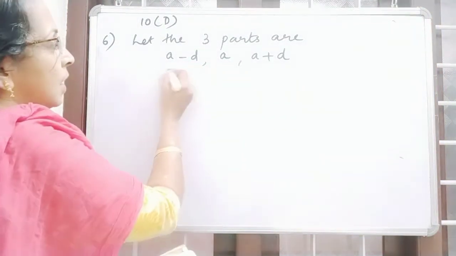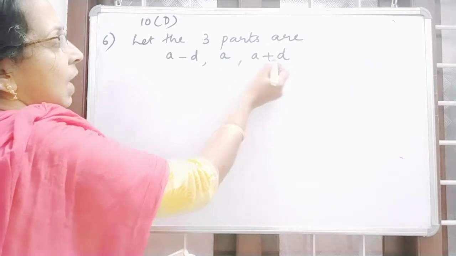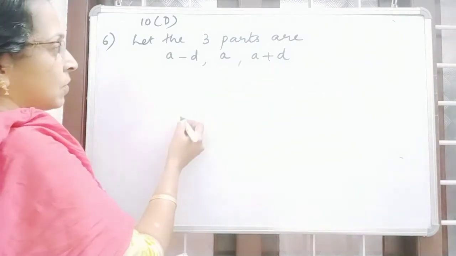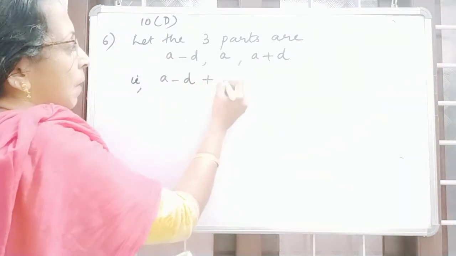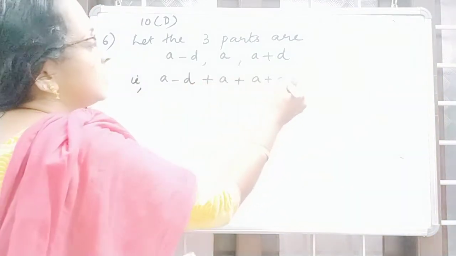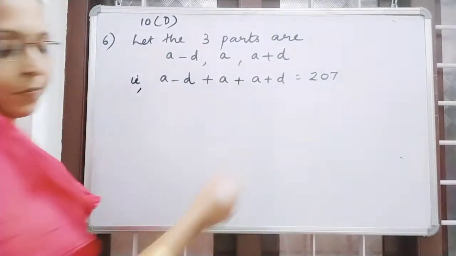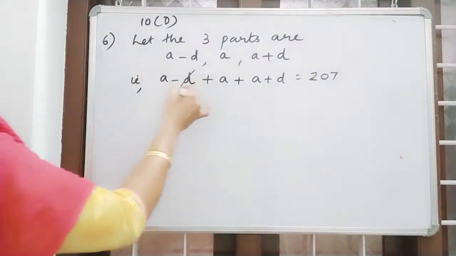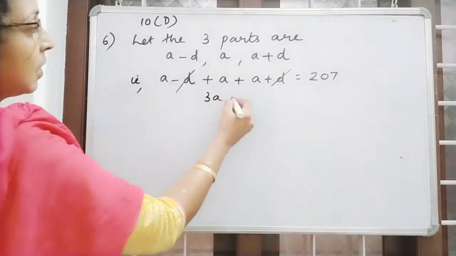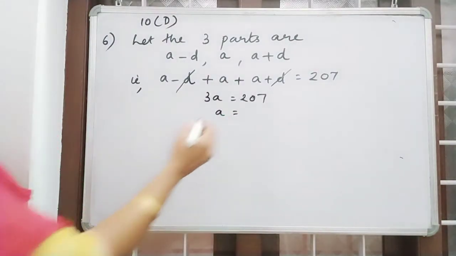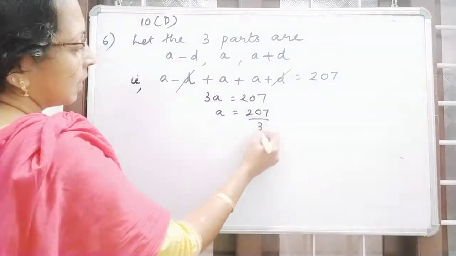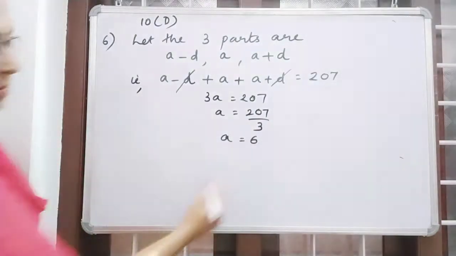That means the sum of A minus D, A and A plus D will be 207. So A minus D plus A plus D is equal to 207. D we can cancel. So 3A is equal to 207. So A is equal to 207 divided by 3. That is A is equal to 69.